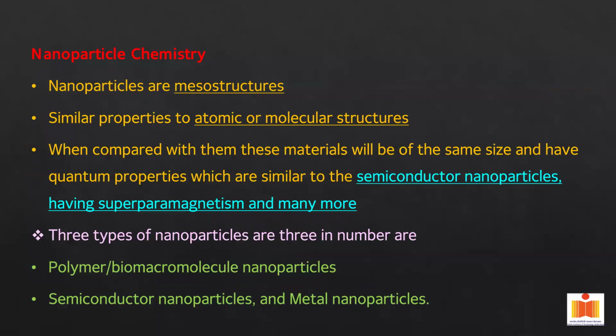So now, again, the chemistry comes. Particle means we know they are chemical components, they are elements. So what are they? They are mesostructures. They have similar properties of atoms or molecules, and they can be compared in the same way as semiconductor nanoparticles, which have some magnetic properties. And that is where the role of MR or magnetism is useful for identification of these nanoparticles, and they are used by MRI for identification. And there are three different types of nanoparticles: you have polymer and biomacromolecule nanoparticles, then you have semiconductor nanoparticles and metal nanoparticles. So they are different, but ultimately the chemistry defines what exactly they are.